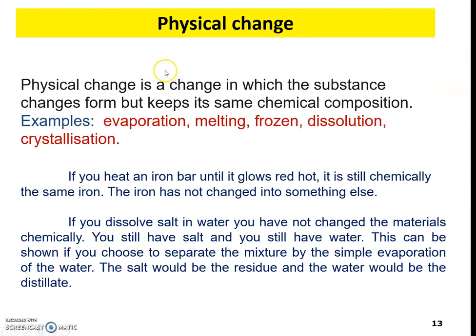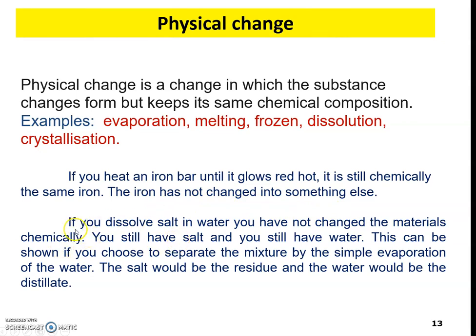Now let's look deeper into physical change. It is a change in which the substance changes form but keeps the same chemical composition. For example, when evaporation, melting, freezing, dissolution, or crystallization occurs. For example, if you heat an iron bar until it glows red hot, it is still chemically the same iron. The iron has not changed into something else.